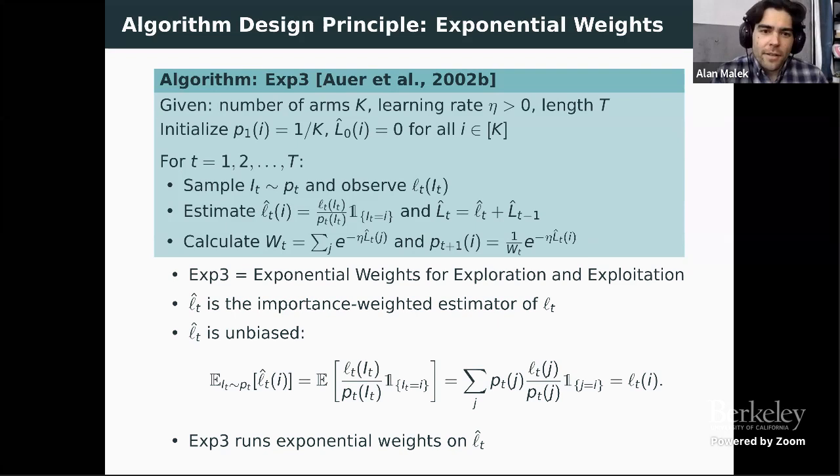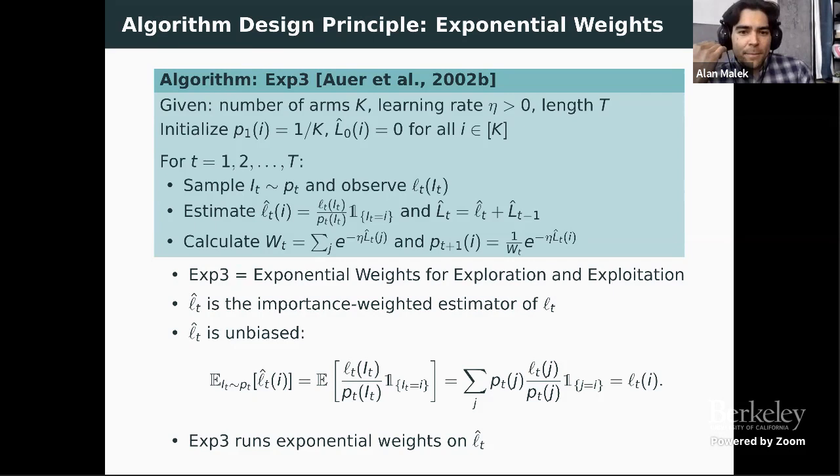Okay, so I got it right. That's what EXP3 stands for. And L hat is the importance weighted estimate. And you can check really easily, and this is a standard trick that you see all throughout RL and machine learning, that L hat T is unbiased.